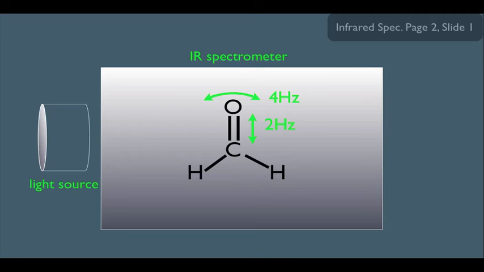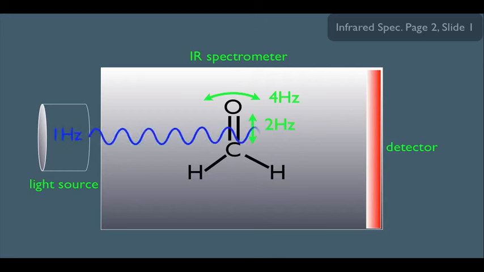On the other side of the machine, we have this thing right here, a detector, and all it can do is detect light. Now, imagine this for a second. Let's say again, our light source has the ability to produce light at various frequencies. So let's say we set our light source to deliver a light that happens to have a 1 hertz frequency. If we shine this 1 hertz frequency light at our molecule, it'll go right through the molecule and hit the detector. And the detector, of course, would say, when you shine 1 hertz frequency light at the molecule, I detected it. We'll see why that happened in a second.